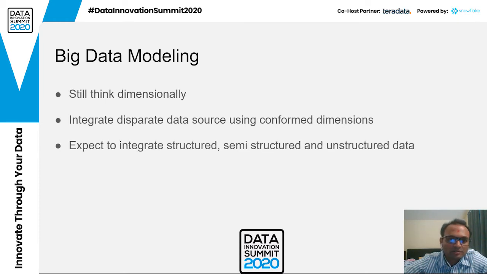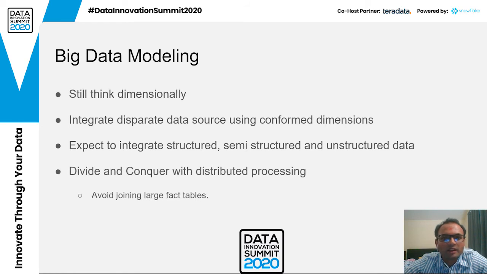Big data models should integrate structured, semi-structured, and unstructured data sources, integrating a variety of data sources and serving insights that add significant business value. Divide and conquer with distributed and parallel processing is a really powerful principle to process a massive volume of data, and it also solves the problem of joining large fact tables.